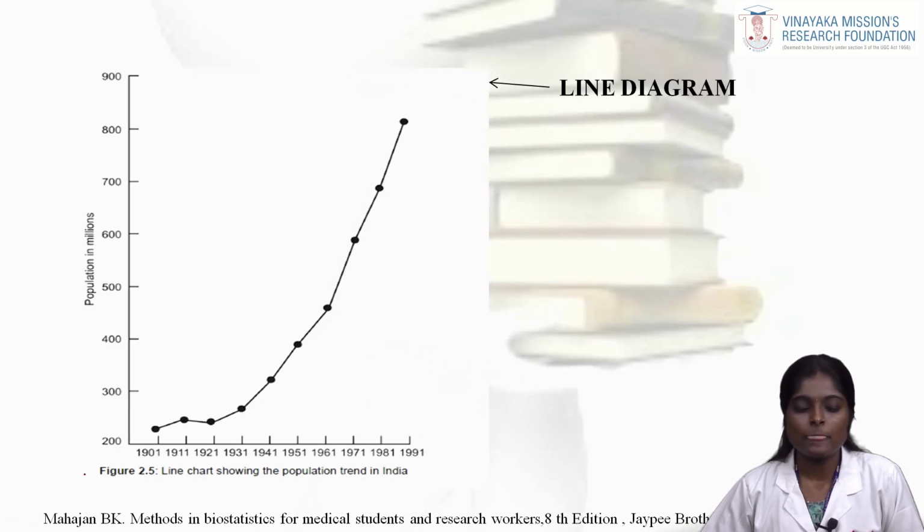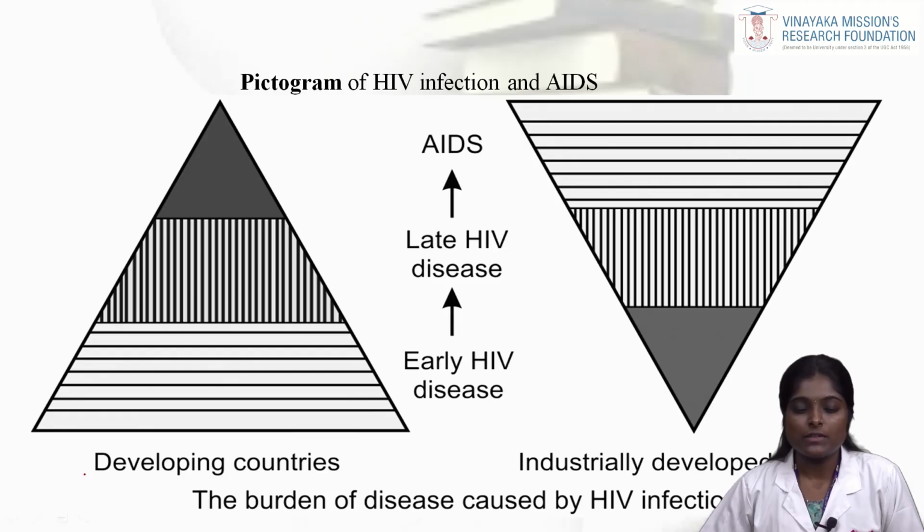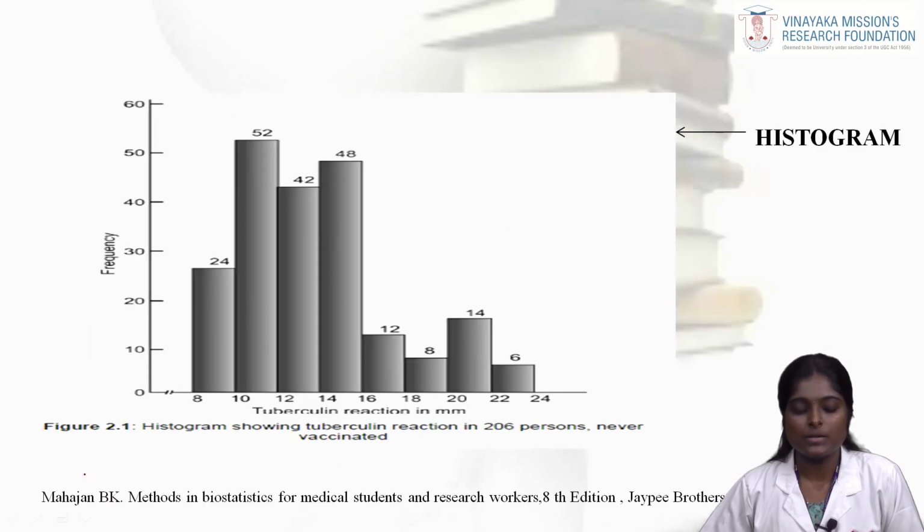So we have a line diagram. The majority of quantitative variables are usually represented in this line diagram. This line shows the population trend from 1901 to 1991, and also we have a pictogram of HIV infections and AIDS. This is nothing but a pictorial representation of early and late HIV, which will lead to AIDS. And the histogram is similar to a bar diagram, but they don't have inter-bar spaces. The histogram shows the tuberculin reaction in 206 persons who were never vaccinated. This shows the continuous variation from one point of time to another.